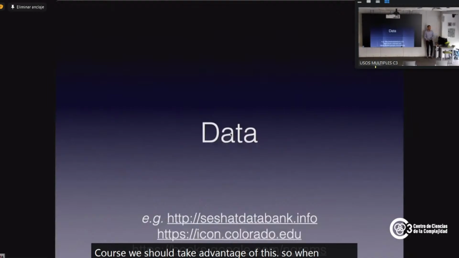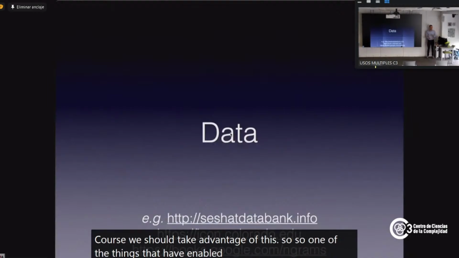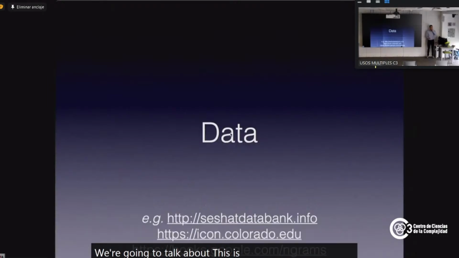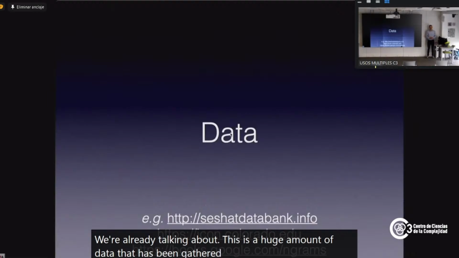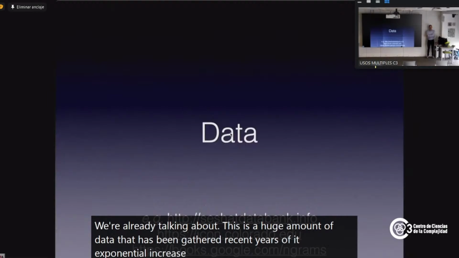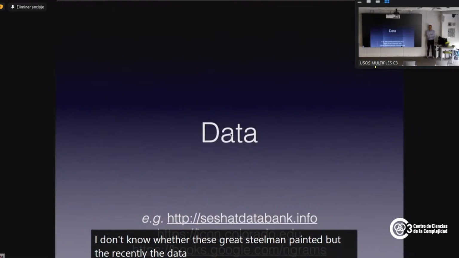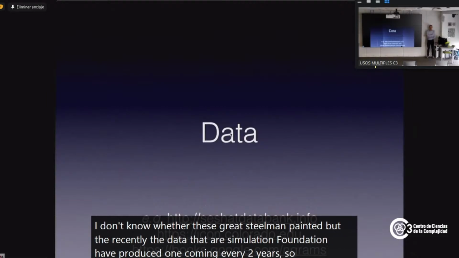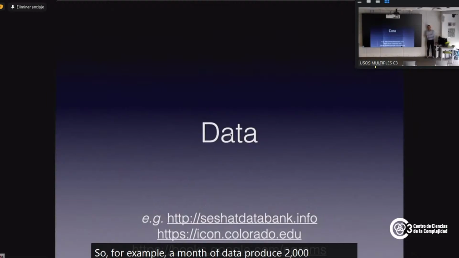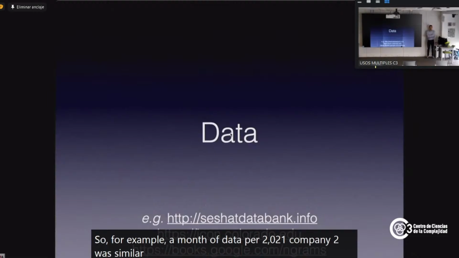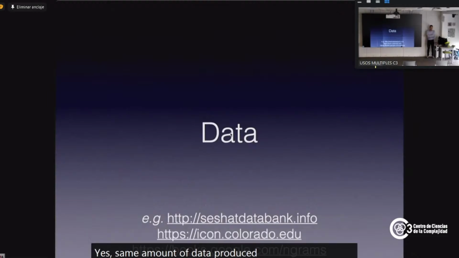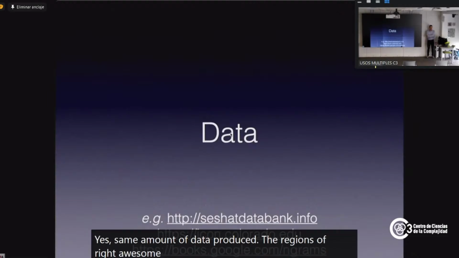So one of the things that have enabled computational social science, we already spoke about this, is the huge amount of data that has been gathered in recent years. So there has been an exponential increase of data gathered. I don't know whether this rate still maintains, but until recently, the data that our civilization had produced was doubling every 2 years. So, for example, the amount of data produced in 2021 to 2022 was similar to the amount of data produced from the origins of writing to 2020. And this has continued.